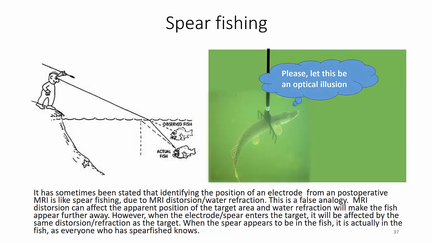Concerning MRI, I would also like to mention that it has sometimes been stated that identifying the position of an electrode from a postoperative MRI is like spearfishing due to MRI distortion and water refraction. This is a false analogy. MRI distortion can affect the apparent position of the target area, and water refraction will do the same with the fish. However, when the electrode or spear enters the target, it will be affected by the same distortion and refraction as the target. When the spear appears to be in the fish, it is actually in the fish, as everyone who has spearfished knows, and the same is true regarding the electrode.